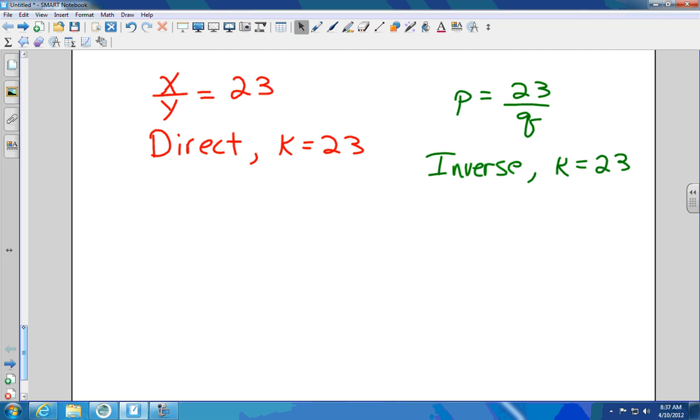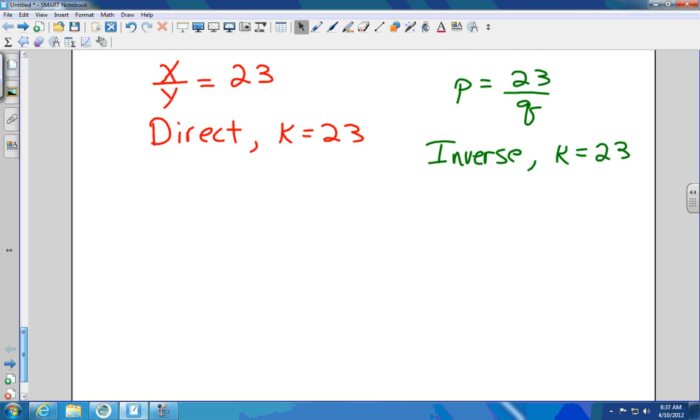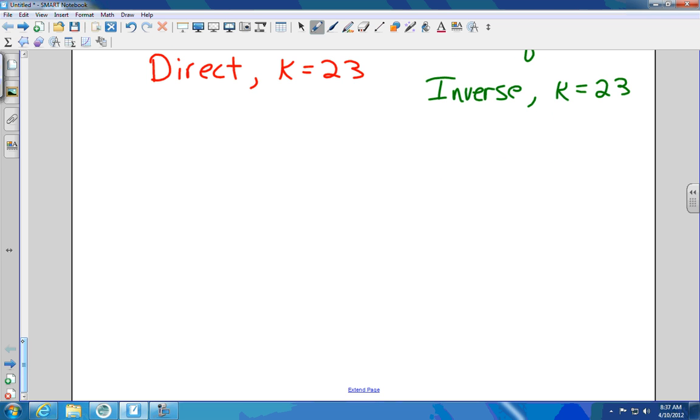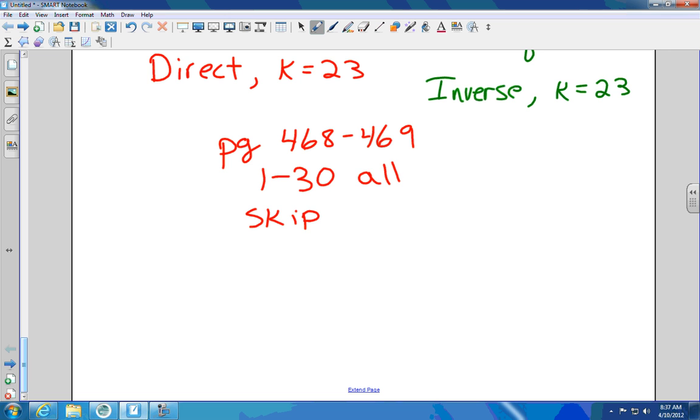We will do 1 through 30, page 468. We skip 14 and 15.